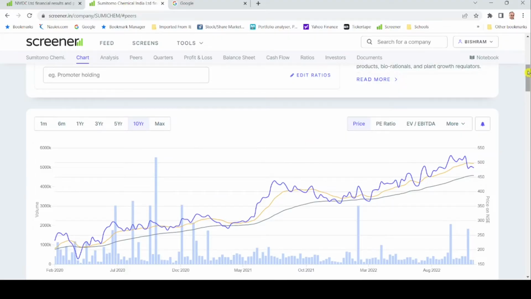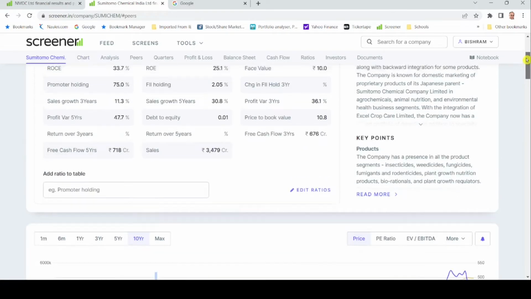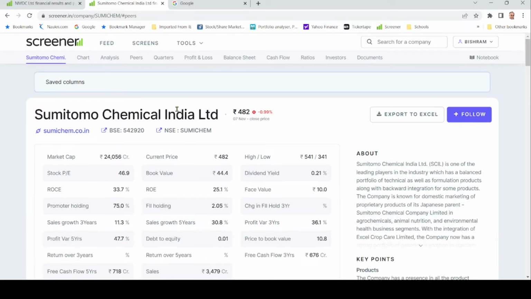So here I just picked up Sumitomo Chemical, because I am looking at the chemical industry. Now look at this, this is the dashboard which I have created. You may like to choose these parameters because they are widely used by leading analysts, and I have been using them all the time.